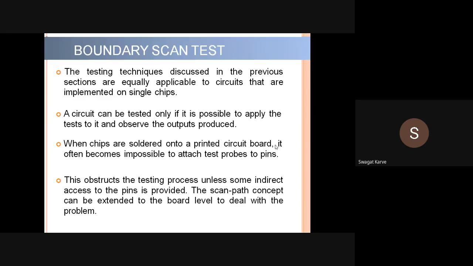Now we will discuss some advantages of this built-in self-test. Okay, what are the advantages of this built-in self-test? So first advantage is lower cost, right? Because here we don't require any external hardware, as compared to scan path testing, right?